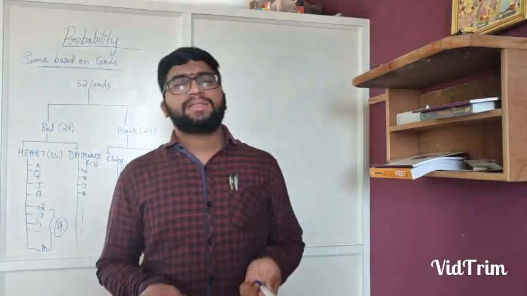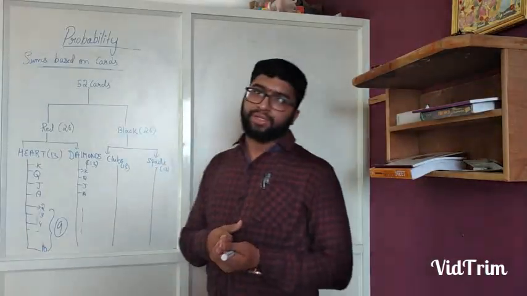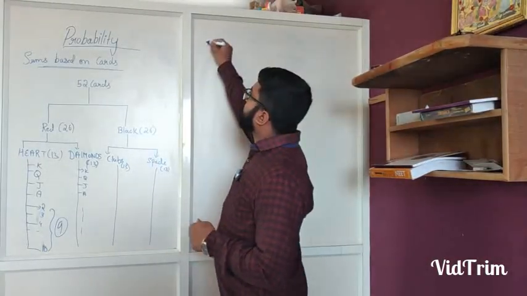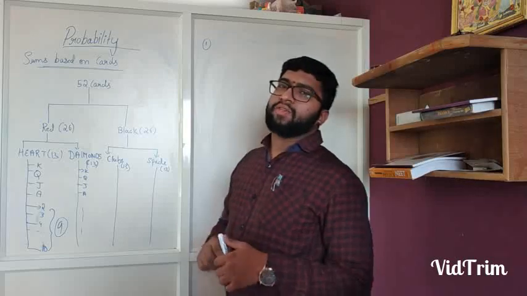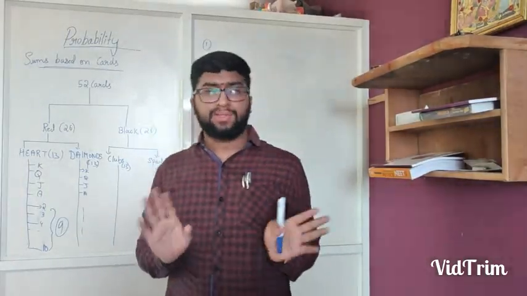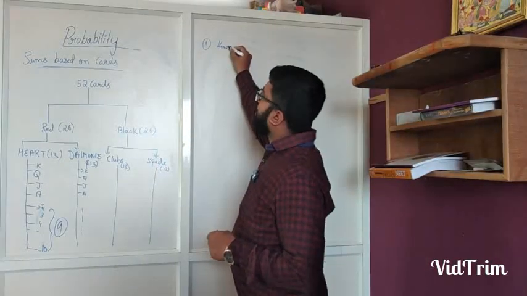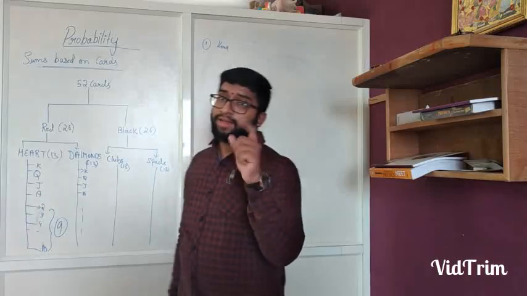Let us discuss what are the possible questions they can ask you in the examination. Here the first question is like this. They can ask you, what is the probability of getting a king? So how many outcomes are there here? It is very important, right?